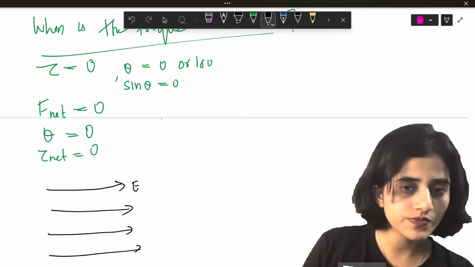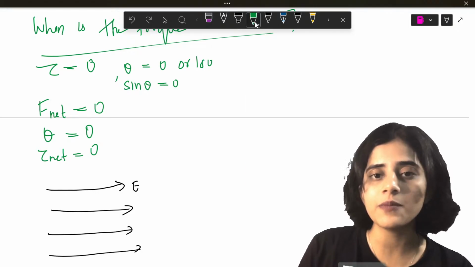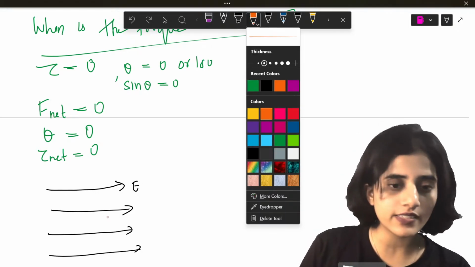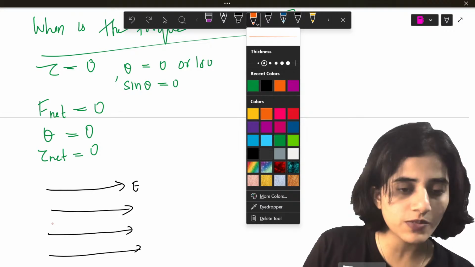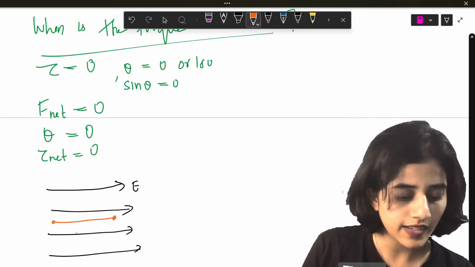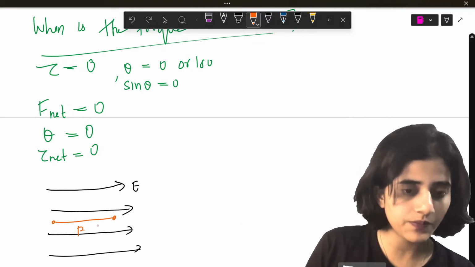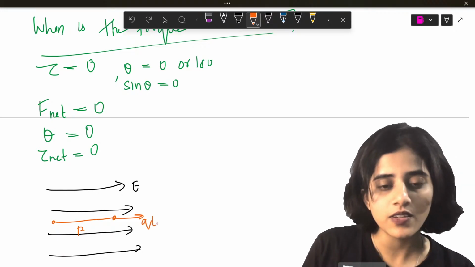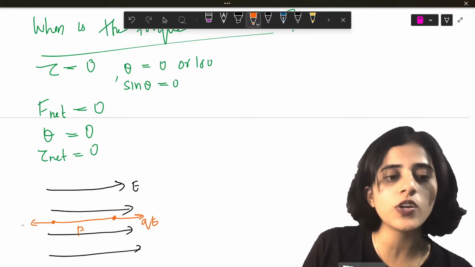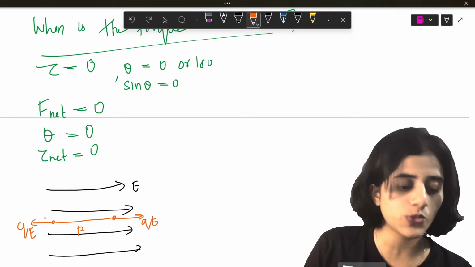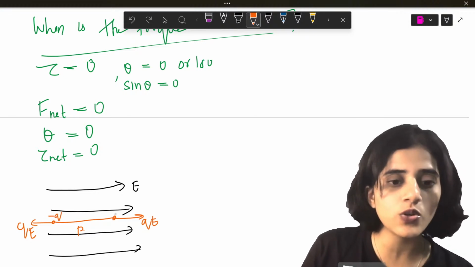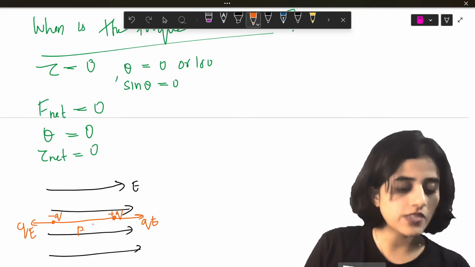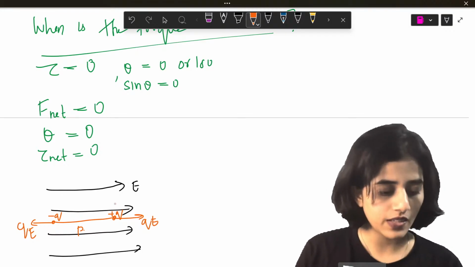Now, the dipole, I'll draw it like this. So, the dipole is going to be like this, P. There's going to be QE in this direction and QE along this direction. These are the forces. So, this is minus Q, this is plus Q, and this is the dipole moment P.